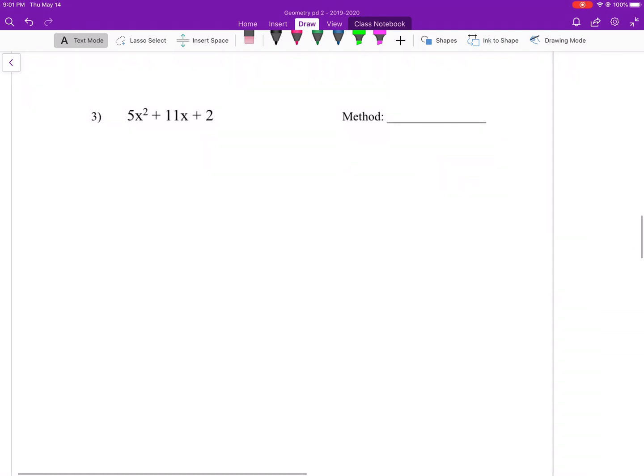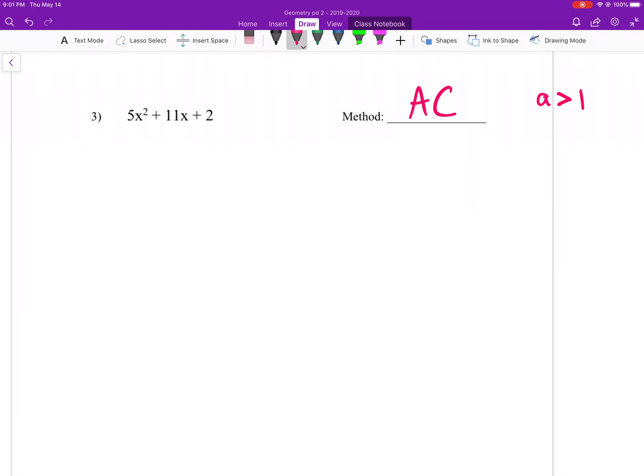Next, 5x squared plus 11x plus 2. Is this an example of GCF? Is there a common factor? Is there something we can divide into all 3 of those terms? The answer is no. Is it DOTS? Definitely not. Is it AM? No, it's actually AC this time, because the value in front of x squared is 5, which is bigger than 1. Remember, this is factoring a trinomial when a is greater than 1.